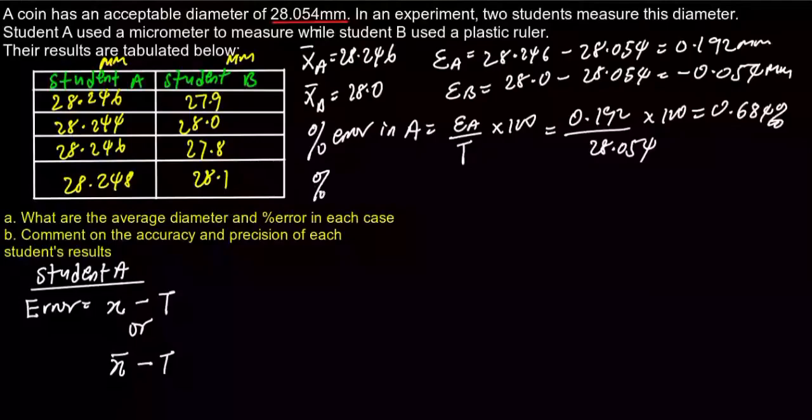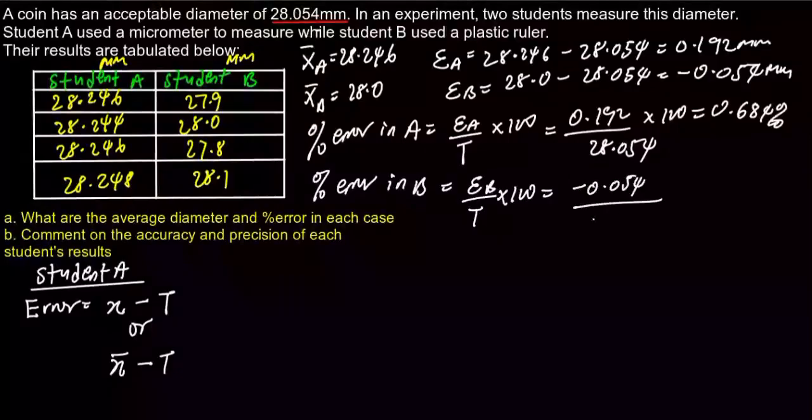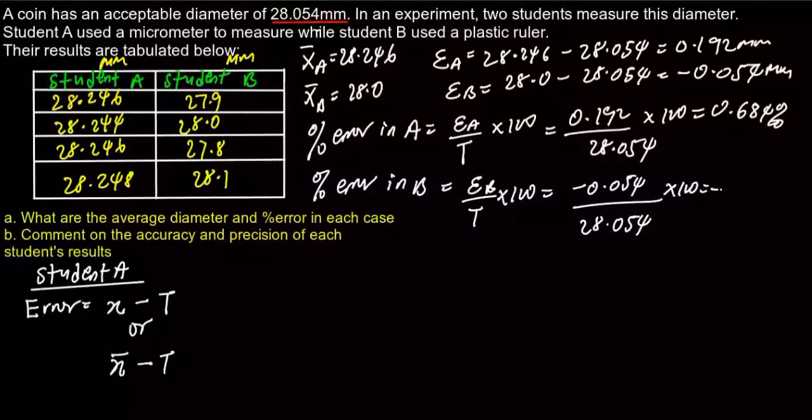So what's the percentage error in B, or percentage relative error in B? It is the error in B over the true value times 100. And what's the error in B? The error in B is minus 0.054 over the true value, 28.054, then times 100. And what would this give me? That's approximately minus 0.19%. Good. So I've gotten my error in A and error in B, and the percentage error, and that is it.